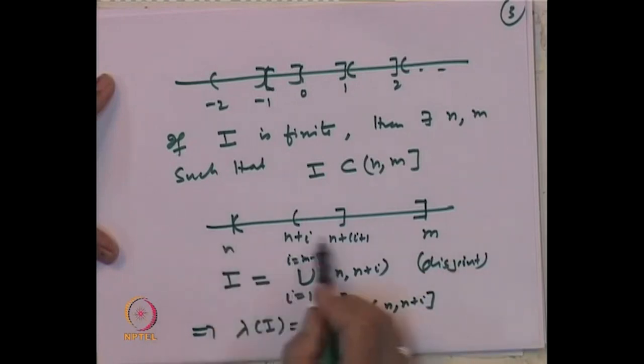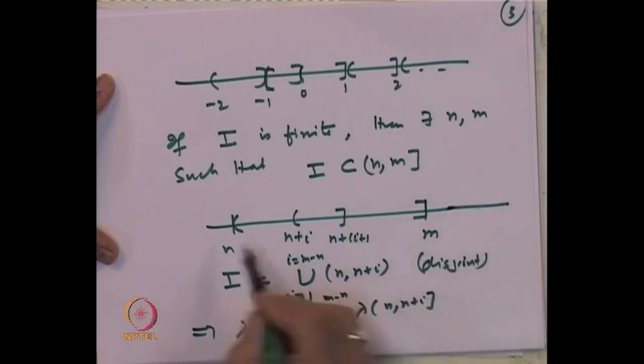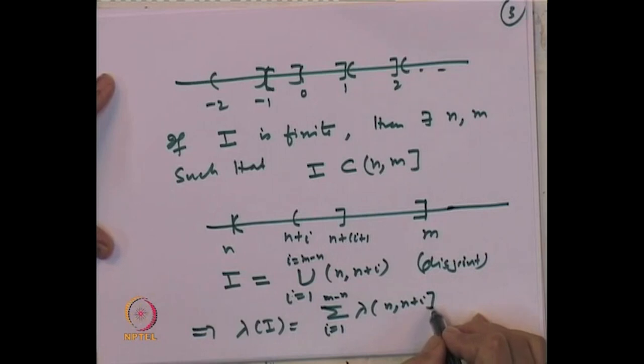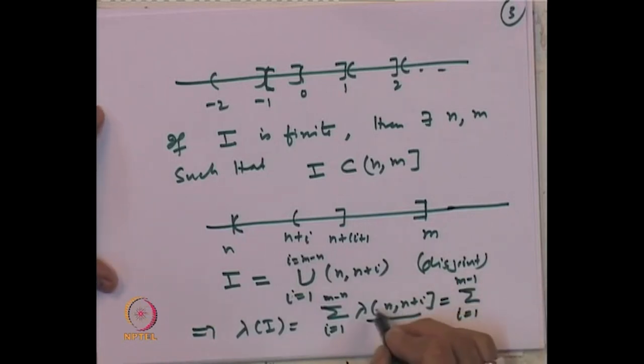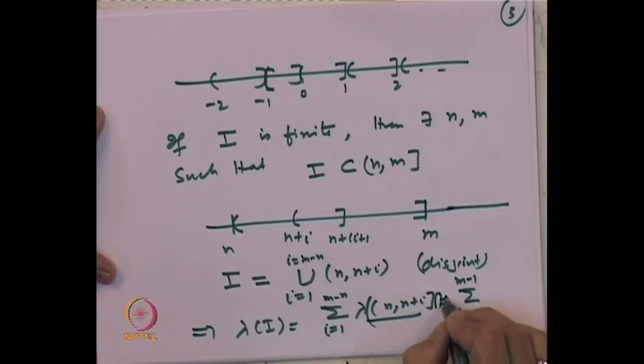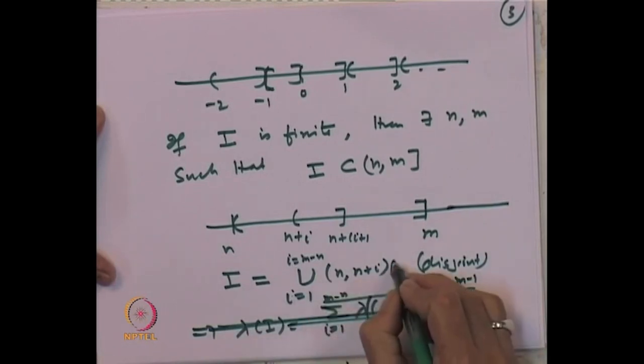Now, this interval I does not intersect with any other interval which is bigger than m or which is less than n. So, all those intervals, their intersection with I is empty. So, what I can write is this is the same as the sum of i equal to 1 to m minus n. I should have written the intersection with the interval I, because the interval may start somewhere here. So, let me write this again: this is the intersection with I.